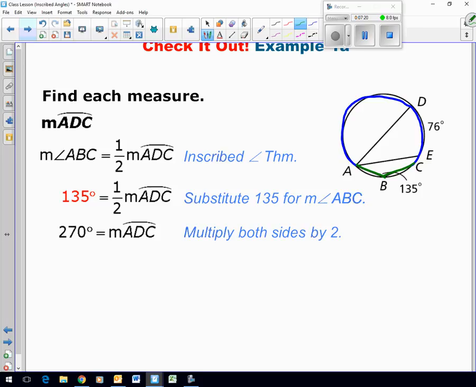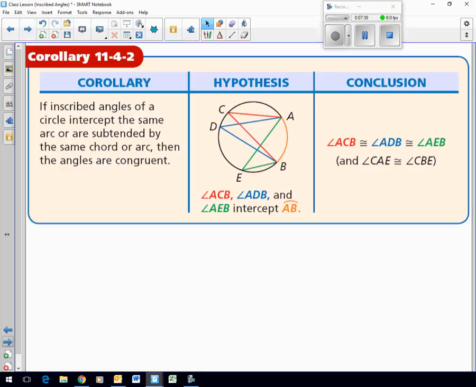Remember, if I go from angle out to arc, I have to multiply. Okay? What if I ask for the measure of angle A? What am I going to do there? 38. Go 76 divided by 2, right? You'll see the difference there? Again, that's about as hard as I can make these things.